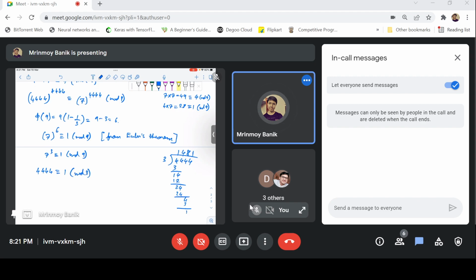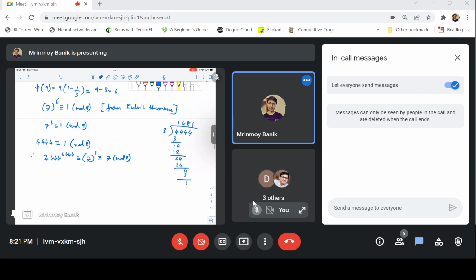So it's 1 mod 3. Therefore 444 power 444 is congruent to 7 power 1, congruent to 7 mod 9. So since our original number was congruent to 7 mod 9, and now see what happens when we take the digit sum.